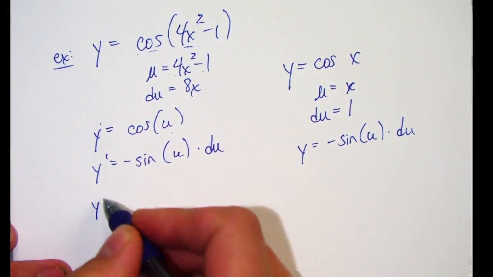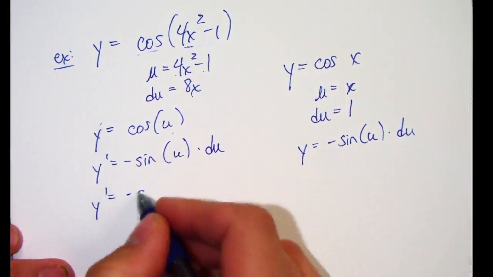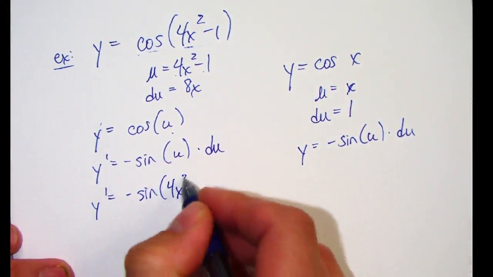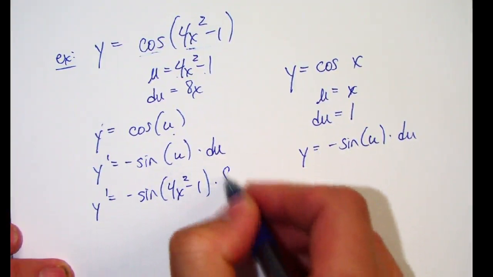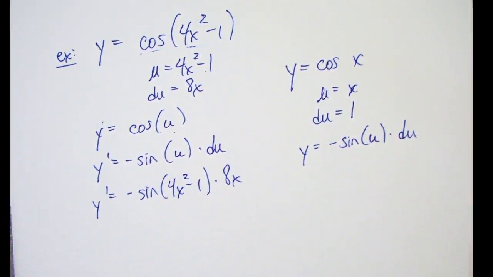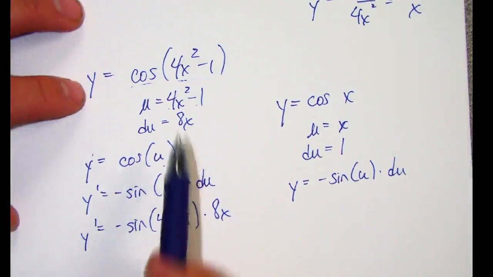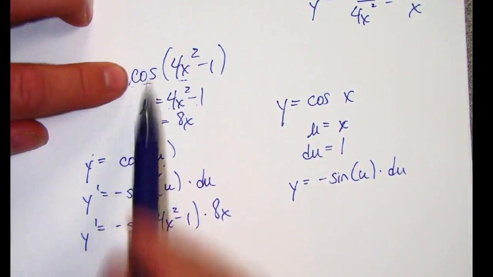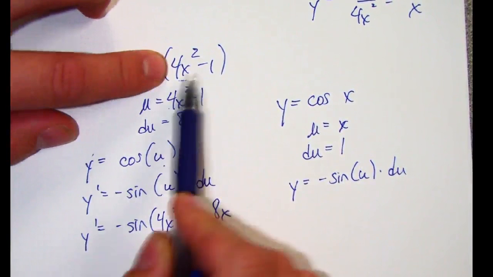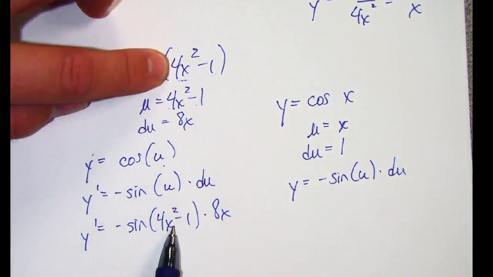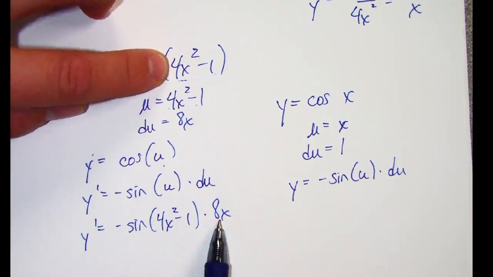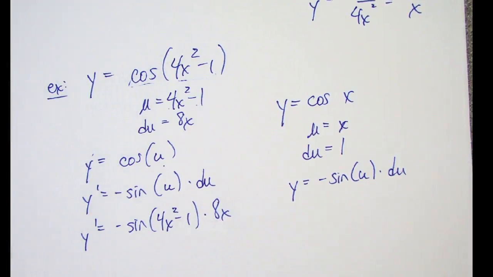I'm going to plug in u and du now. So u is 4x squared minus 1. du is 8x. And that's your answer. And you have done the same thing we did at the top. We took the derivative of the big guy, so the derivative of cos is negative sine. We left the little guy alone, our 4x squared minus 1 stayed the same. And then we multiply by the derivative of the little guy.